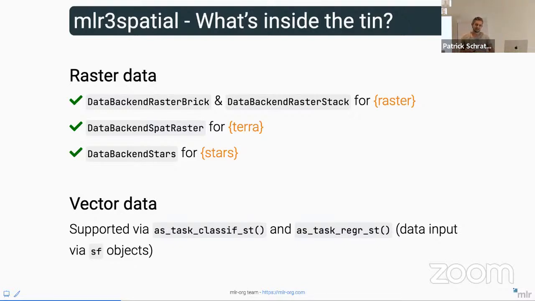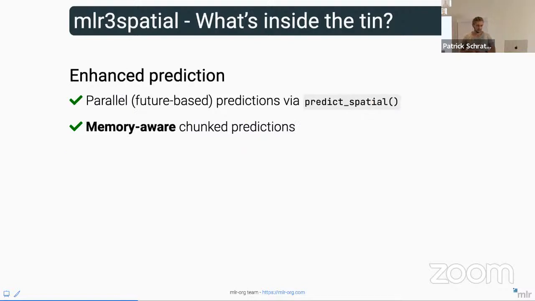We have the as_task_classif converters for input data, because usually, in most of the cases, you start with some point observations for your task that you train your model on, and usually then you predict maybe onto a raster or something else. So you can use these converters to easily get started there without having to worry about removing the spatial part of the objects. So you can just input sf objects.